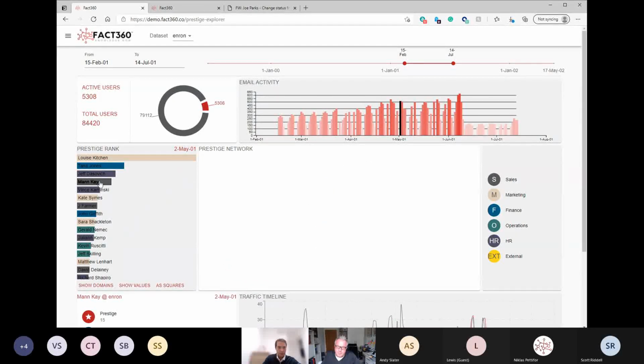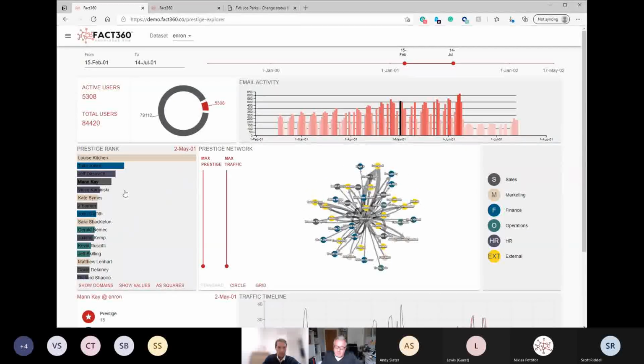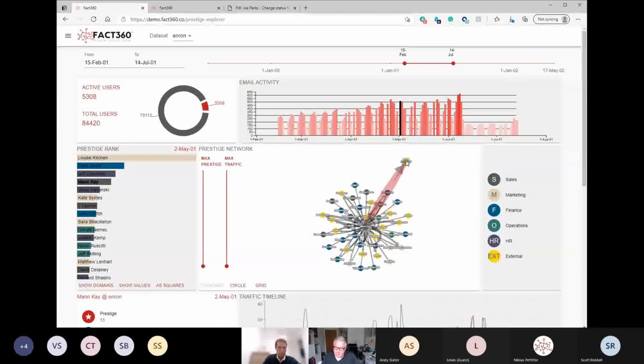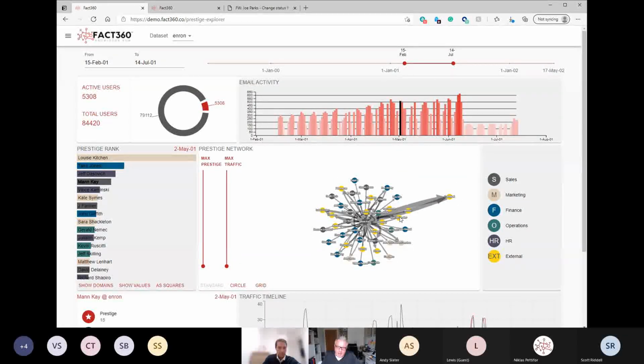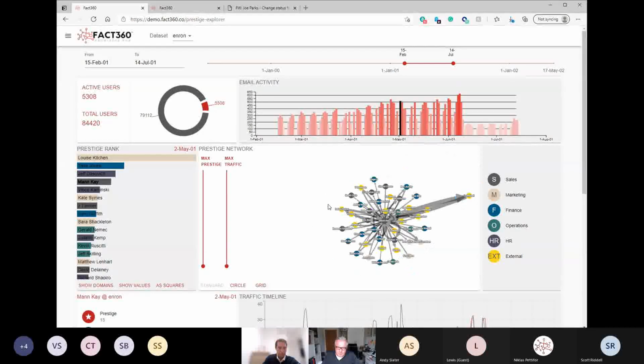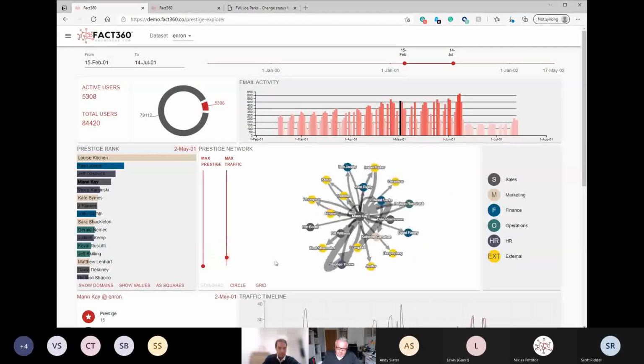Kay Mann's now gone up to number 4. The network's getting even more heavy, and these big thick lines are the amount of communication that's happening. So you can see there's some serious stuff going on here. Let's just pull it out a bit. If we take the traffic down, we can reduce the noise a bit, so you can see it a bit better.